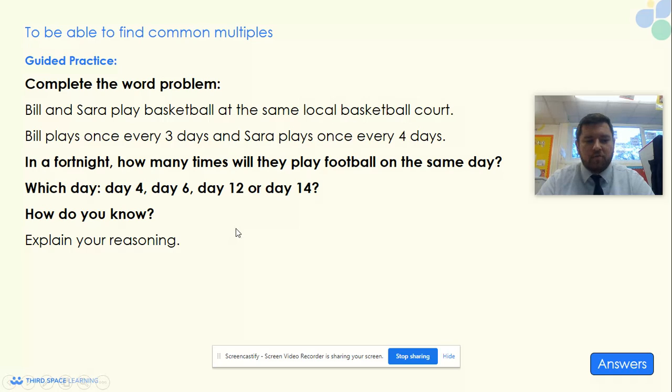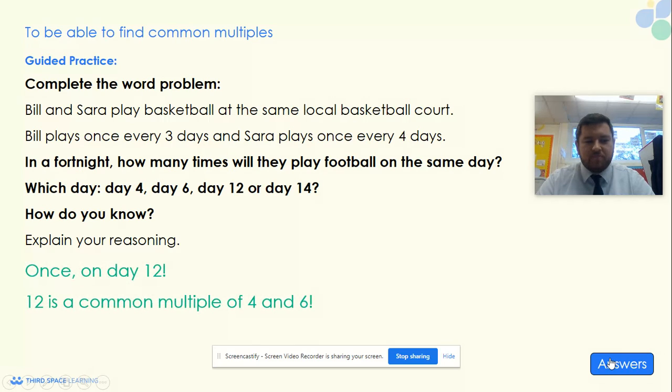Pause it, have a go. So, you should have found out they only play once. 12 is the only common multiple of 3 and 4. It says 4 and 6, but it should say 3 and 4. That is less than 14.